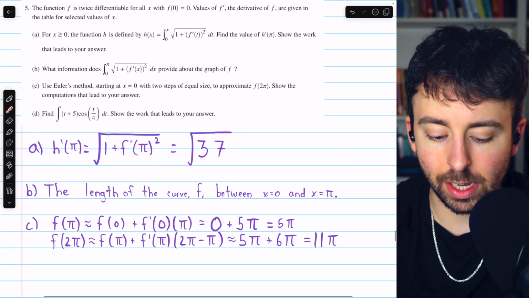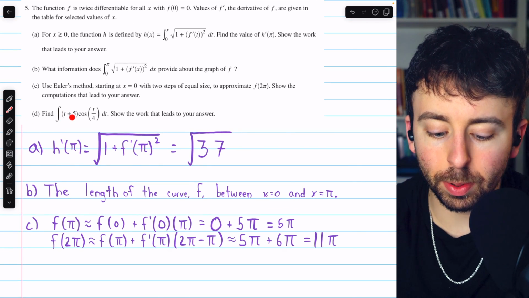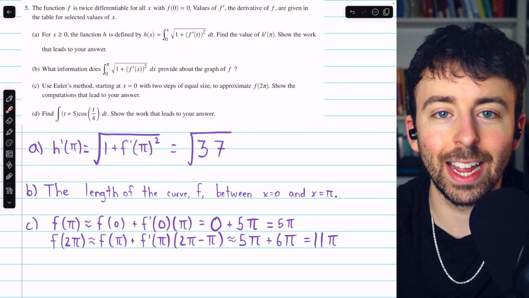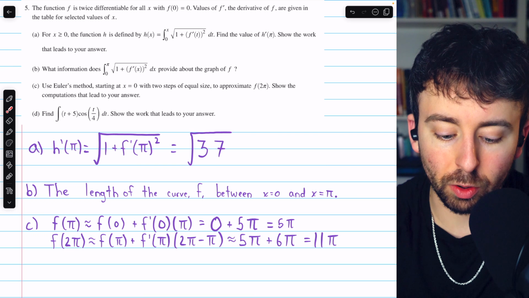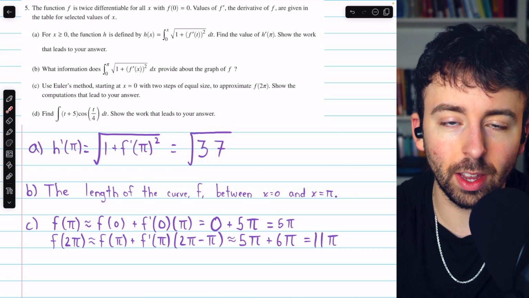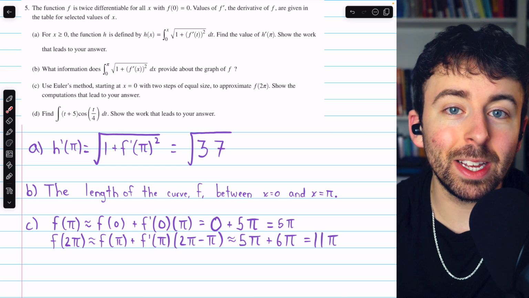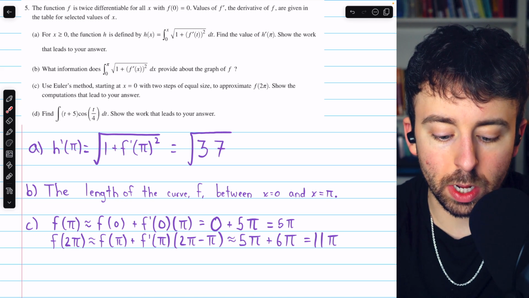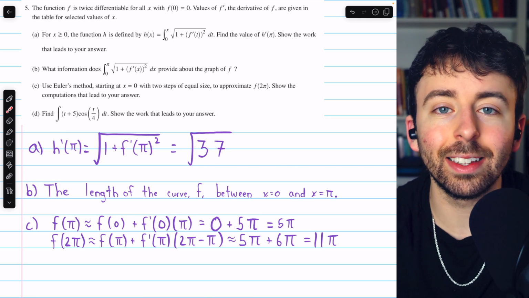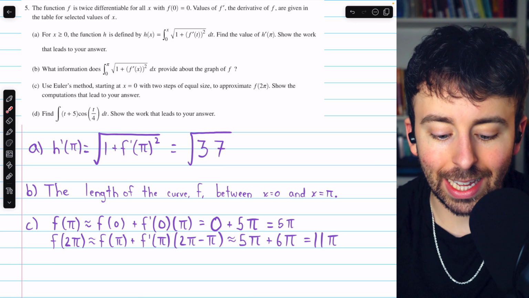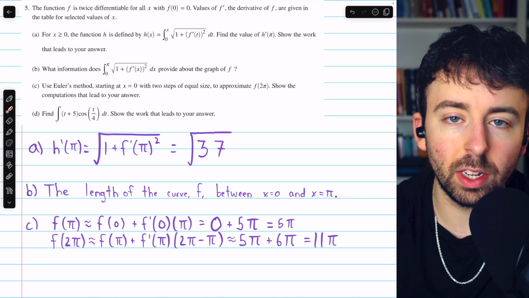All right, on to part D. Find the integral of t plus 5 times cosine of t over 4 and show the work that leads to our answer. Here we have an algebraic function, t plus 5, times a transcendental function, cosine of t over 4, and that means it's a prime candidate for integration by parts. We'll let u equal t plus 5, so when we take the derivative and get du, we'll get a nice simple function. And we will let dv equal cosine of t over 4.